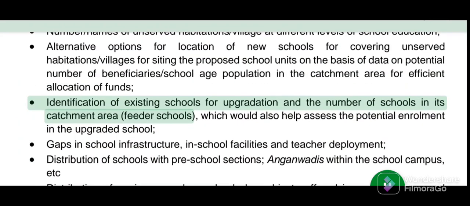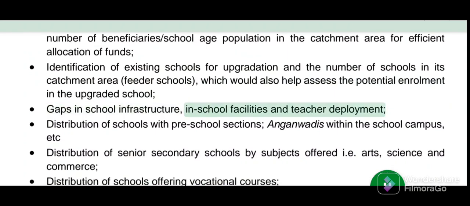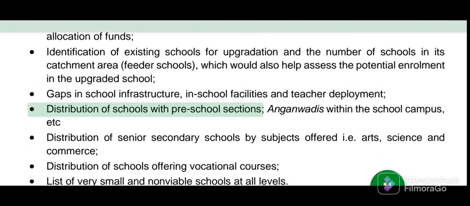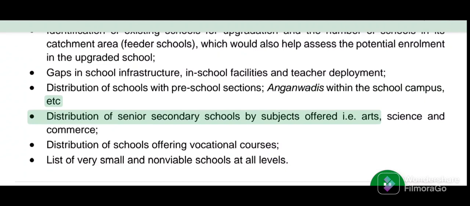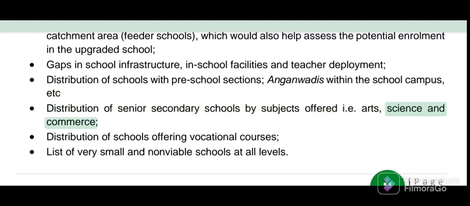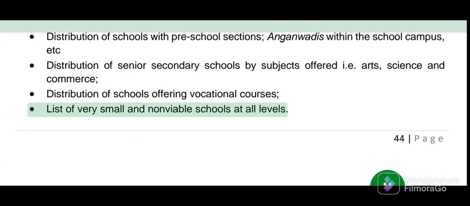Identification of existing schools for upgradation and the number of schools in its catchment area, feeder schools, which would also help assess the potential enrollment in the upgraded school. Gaps in school infrastructure, in-school facilities and teacher deployment. Distribution of schools with preschool sections. Anganwadis within the school campus, etc. Distribution of senior secondary schools by subjects offered by arts, science and commerce. Distribution of schools offering vocational courses. List of very small and non-viable schools at all levels.